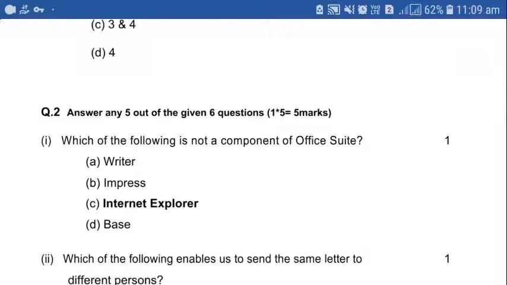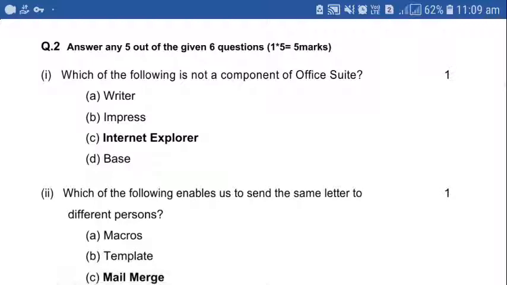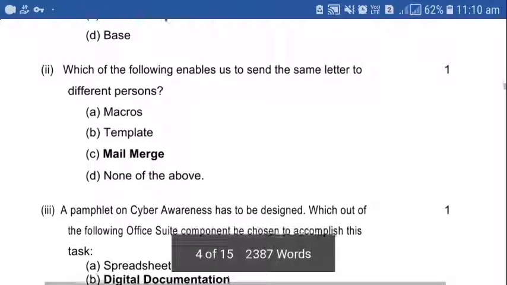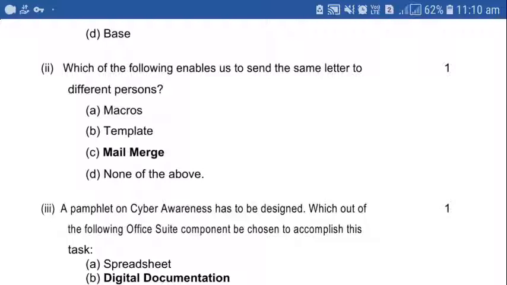Question number 2, answer any 5 out of given 6 questions and each question carries 1 mark. Which of the following is not a component of Office suite? Writer, Impress, Internet Explorer, Base. So right answer is C. Which of the following enables us to send the same letter to different persons? Macros, template, mail merge, none of the above. So answer is mail merge, C.